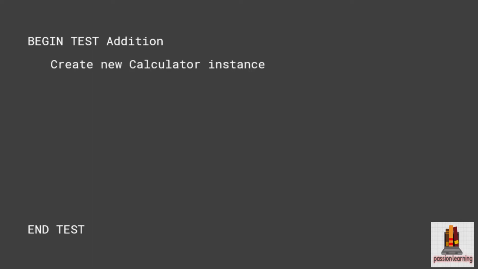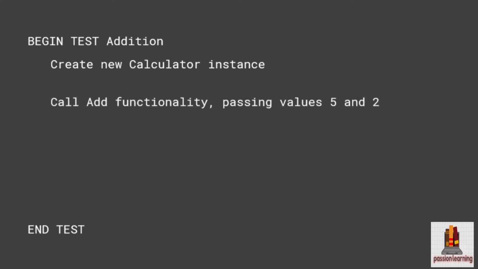Let's take a look at some pseudocode now to illustrate what a unit test might look like. So first off, we have the beginning and the end of the individual test, and we're naming this test addition. This unit test is going to be testing a calculator. So the first thing we need to do in the test code is actually create an instance of this calculator that we want to test. Once we've got an instance of the thing we want to test, we can go ahead and execute the add functionality, passing in the values of 5 and 2.